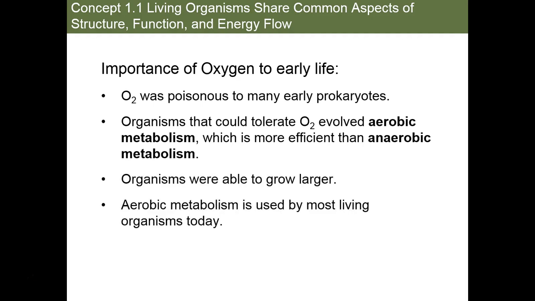So why do we care about photosynthesis in the history of early life? Well, as it turns out, oxygen was very poisonous to many early prokaryotic organisms. Some organisms that could tolerate this increase in oxygen were able to evolve aerobic metabolism. Aerobic metabolism is more efficient than anaerobic metabolism. This means that aerobic organisms could produce more energy. These organisms were able to grow larger and be more successful. Most organisms today use aerobic metabolism.